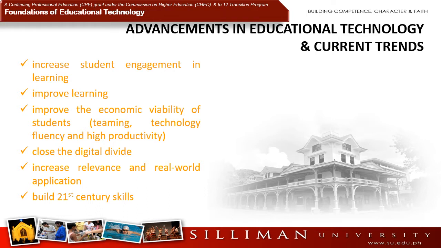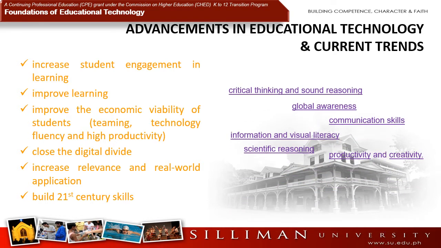Schools adopt educational technology for a variety of reasons. One is in order to increase student engagement in learning. Two, to improve learning, such as so that they can attain higher standardized test scores. Three, to improve the economic viability of students. This means in order to increase the probability of their ability to succeed in the 21st century work environment through teaming, technology fluency, and high productivity.